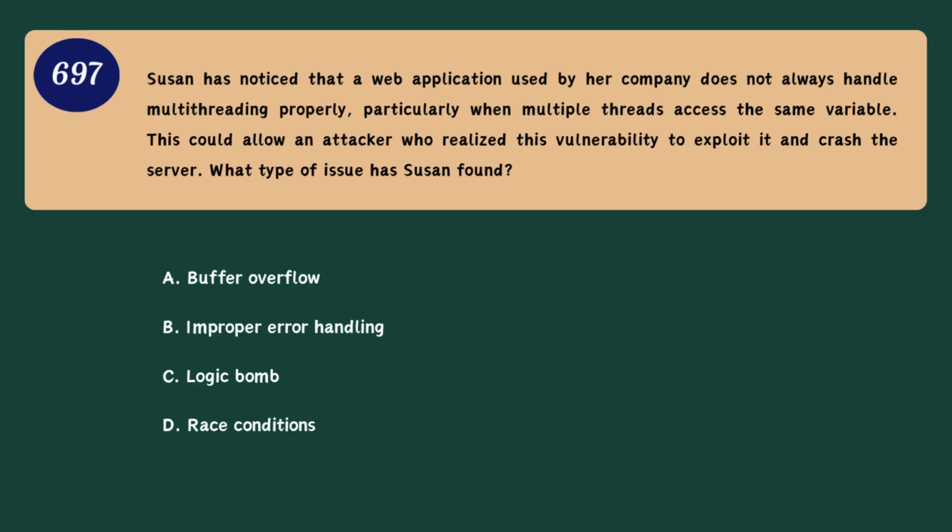Question 697. Susan has noticed that a web application used by her company does not always handle multi-threading properly, particularly when multiple threads access the same variable. This could allow an attacker who realized this vulnerability to exploit it and crash the server. What type of issue has Susan found? A. Buffer overflow. B. Improper error handling. C. Collision. D. Race conditions.